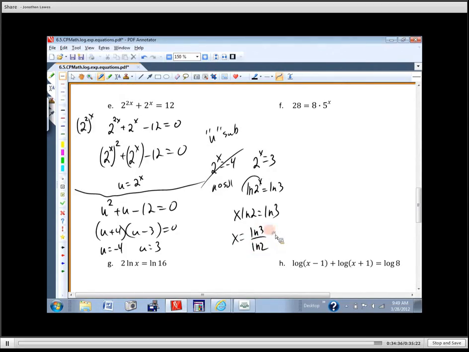Now, you suggested that I do log base 2. That would undo this. That would give me x equals log base 2 of 3. And that would be the answer. Why is this one right here perhaps a little bit better than that one right there? Why is this one better? Josh? You can plug that into your calculator and get a decimal approximation.